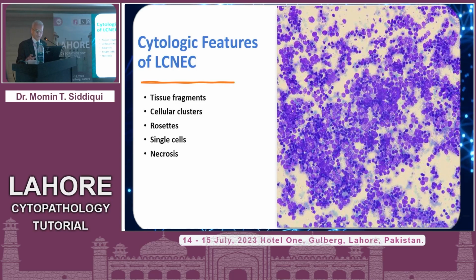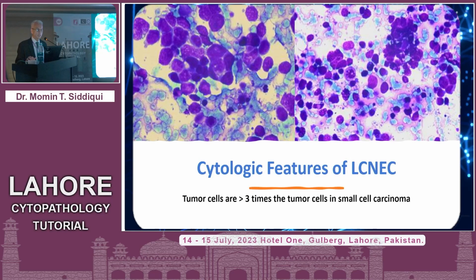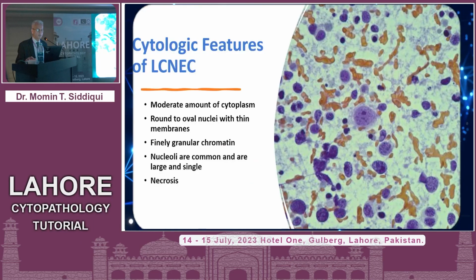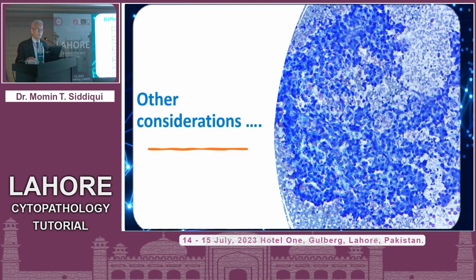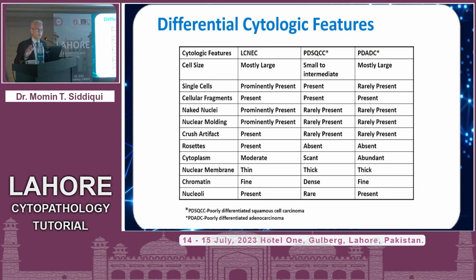I'm showing you various images here. Once you see it, you would be able to find quite a few groups displaying cells which are much larger in size than what you would expect to see in a small cell carcinoma. I wanted to show you this chart. This is a size comparison of large cell neuroendocrine carcinoma with poorly differentiated squamous cell carcinoma and poorly differentiated adenocarcinoma.